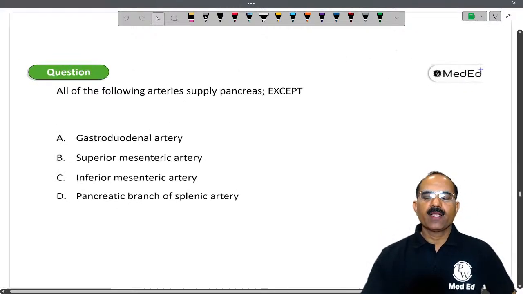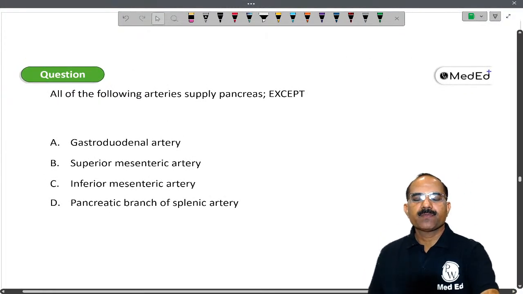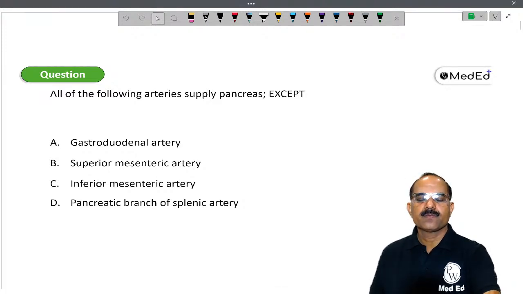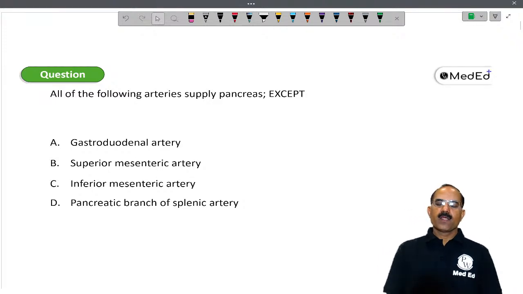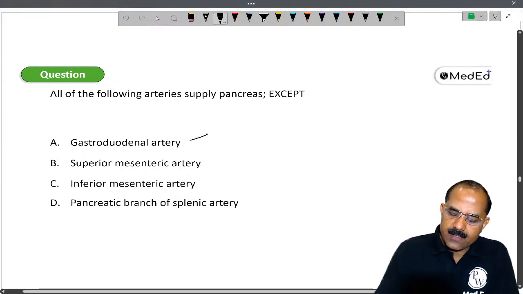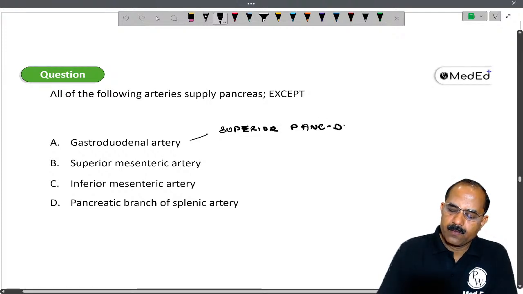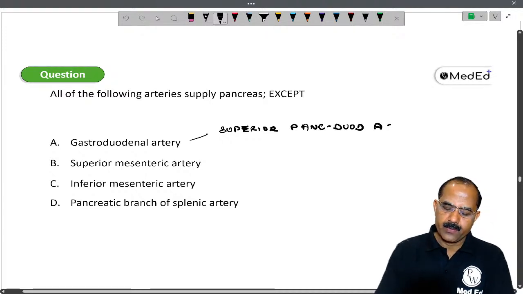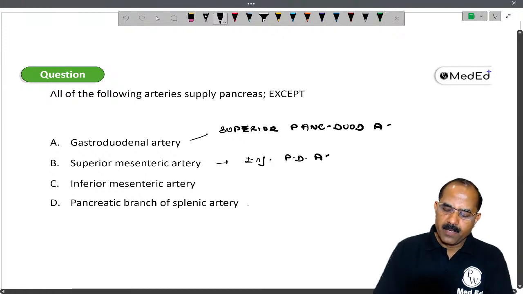Answer this. All the following arteries supply the pancreas except. Chalo, answer this. All the following arteries supply the pancreas except gastroduodenal artery. Yes, इसका branch is superior pancreaticoduodenal artery. Superior mesenteric artery इसका branch है inferior pancreaticoduodenal artery. Pancreatic branch of splenic artery.